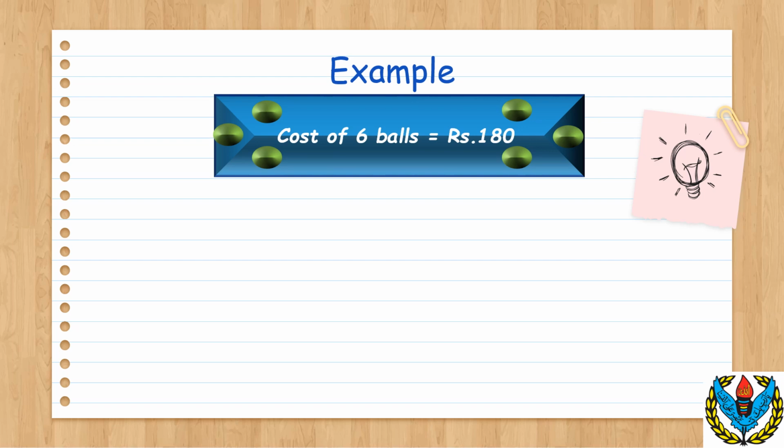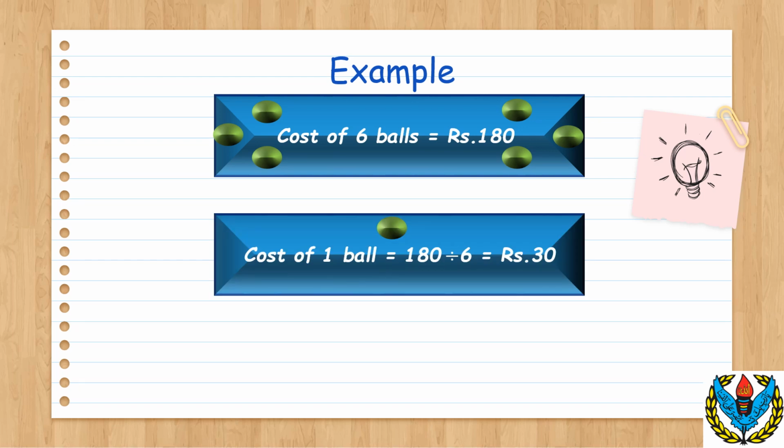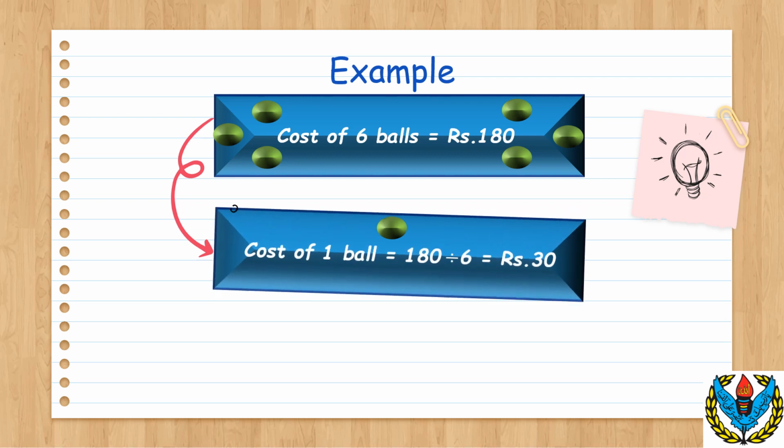Cost of 6 balls is 180 rupees. This information is given in the word problem. The unitary method requires you to do what? It requires you to first find out the value of a single unit. How do we do that? We divide the large number by the given quantity. So in this case, the cost of one ball is found out by dividing 180 by 6, and we get 30 rupees.